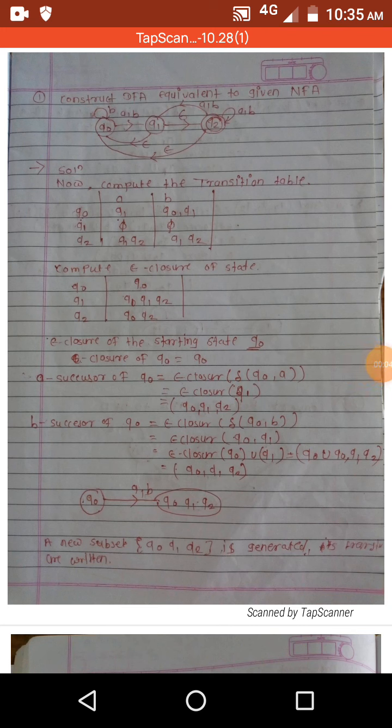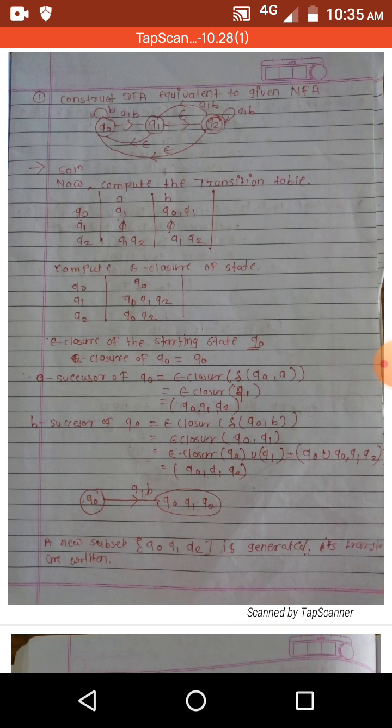Today we learn to construct a DFA equivalent to a given NFA. The given example has states Q0, Q1 and Q2. There are three states in our example, and now we discuss our solution. Firstly, we compute the transition table of the given example.